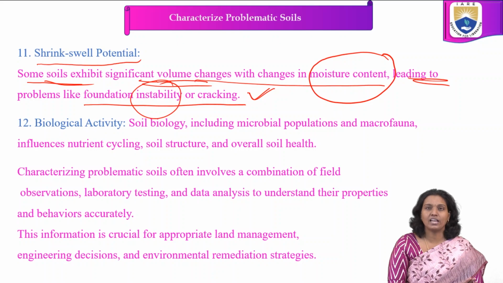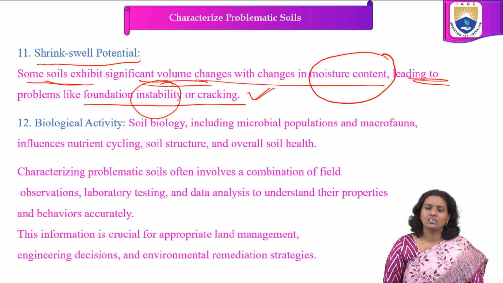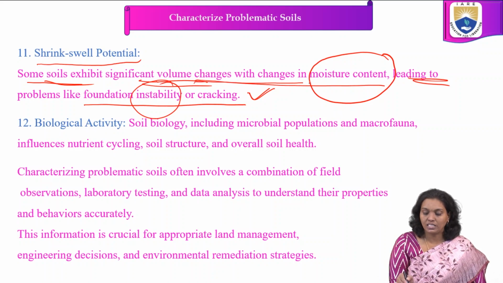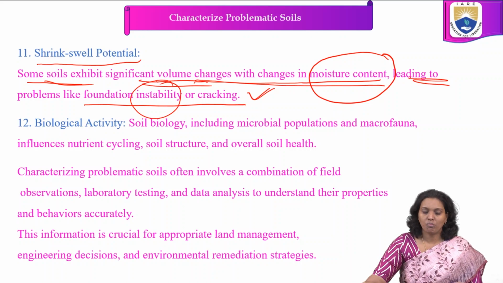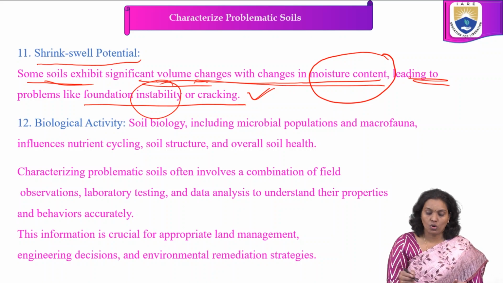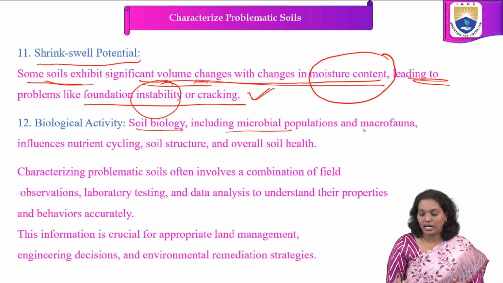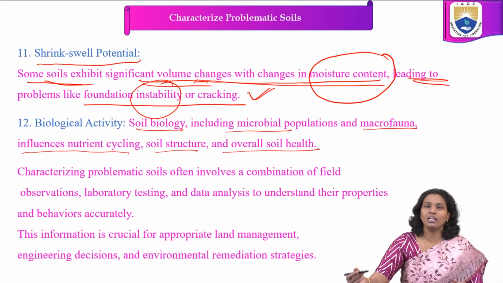That's why we have to understand shrink-swell potential very clearly, and how we are going to reduce these effects is also very important. For the volume changes with moisture content leading to foundation instability and cracking, we are going to take some preventive measures. Coming to biological activity, soil biology including microbial populations and fauna influences nutrient cycling, soil structure and overall soil health.